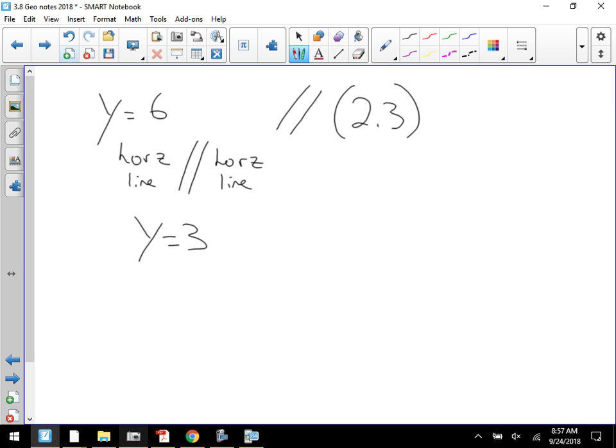because every line that's horizontal has the same equation. Y equals a number. What does y equal in that ordered pair? 3. Where's your answer? Y equals 3. That's it. Why? You can go the long way. What's the slope? What's the original slope?